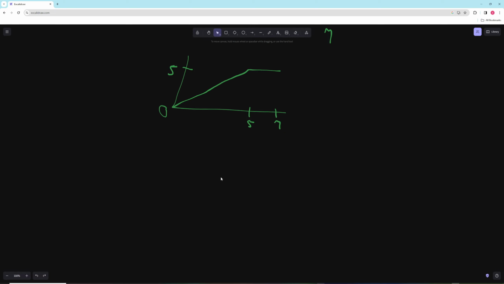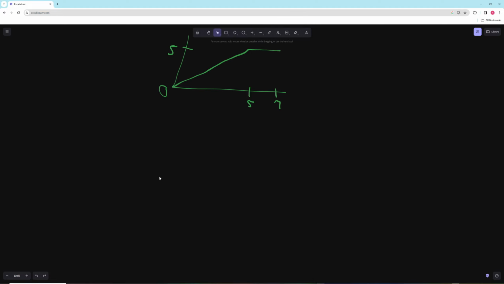So let's actually leave that there. Let's say our points now are, we're going to start at 0, 0 again, because like I said, that part doesn't really matter. Let's say we have 7 and we have 10.